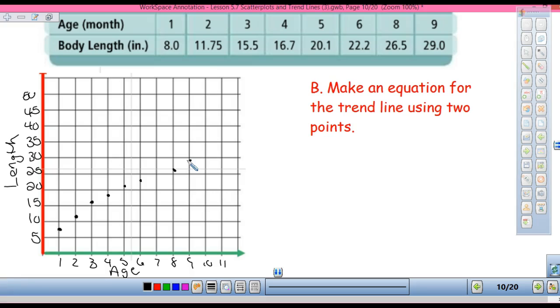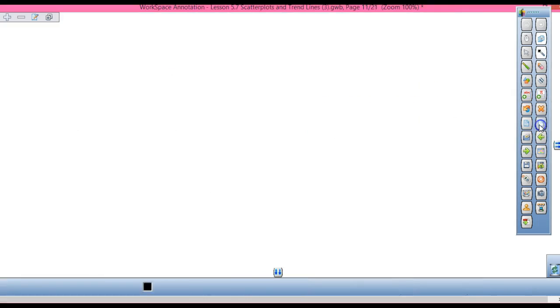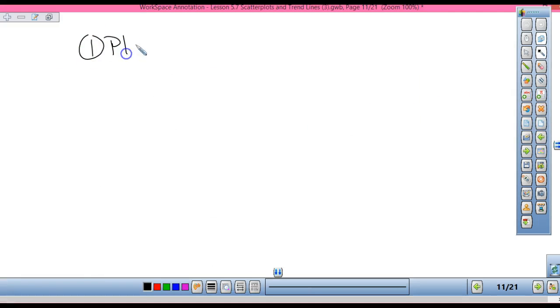Okay? So first step is plot your points. Did that yesterday, right? Boom, done. I would just put it on that blank page beside this one.